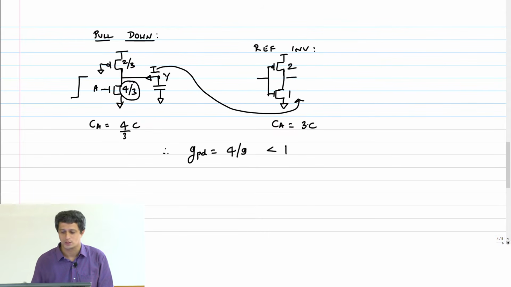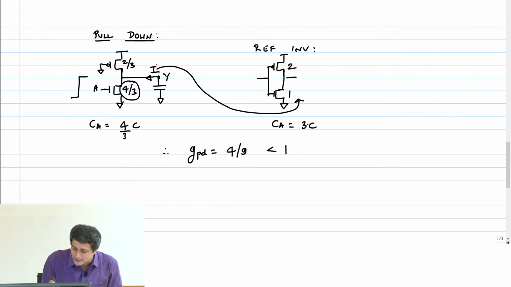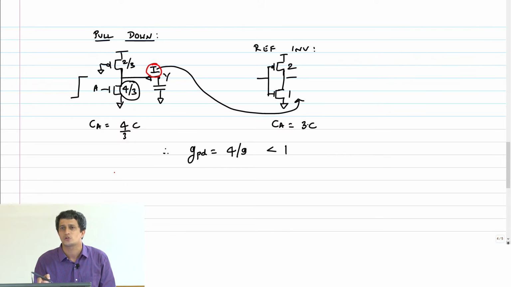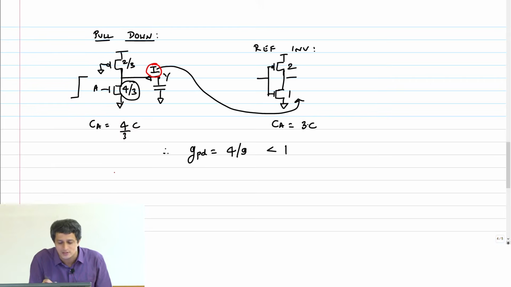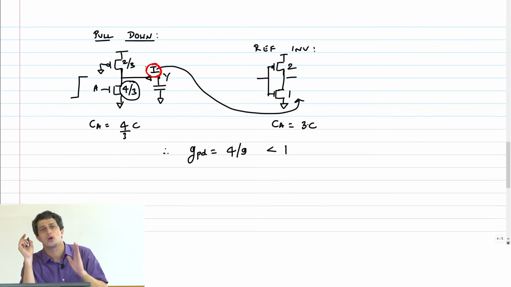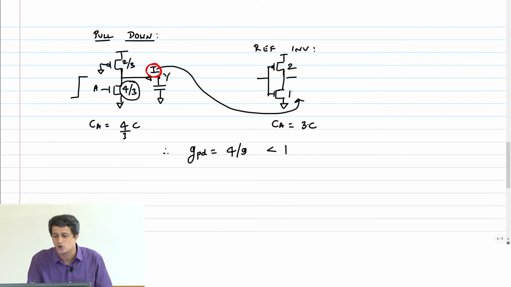So in the pseudo NMOS case, you only have to make sure of this current. I have to construct my static CMOS reference inverter to have the same drive current I as the pseudo NMOS inverter here. And therefore the reference inverter size is going to be 1 and 2. Clear?